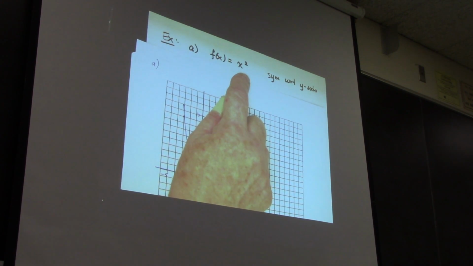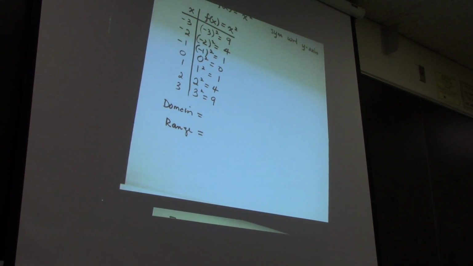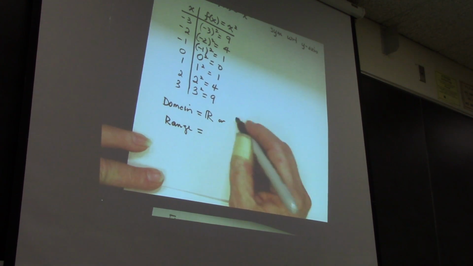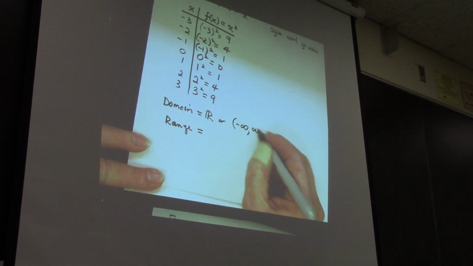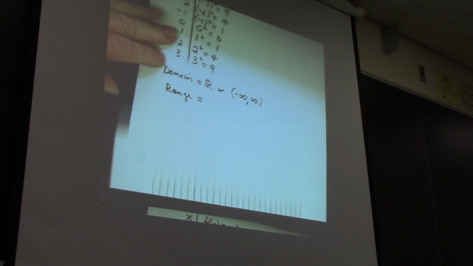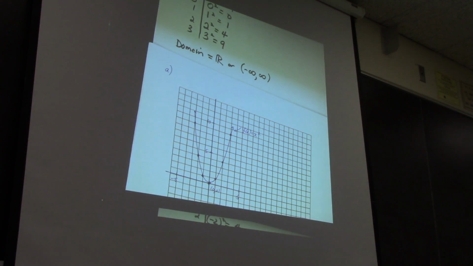Okay, no denominators, no square roots. The domain is the set of all real numbers. Or if you like interval notation, negative infinity to infinity. Now, let's just look at the graph and make sure we agree with that.